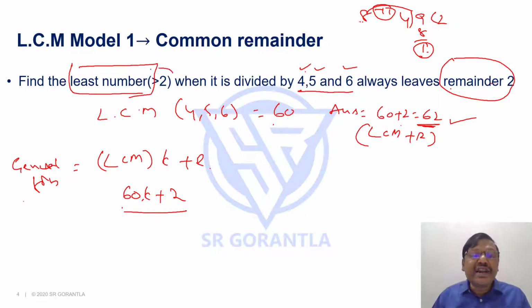Now why I said it is greater than 2 is that otherwise someone will say k is 0 and the number is 2. 2 also, when divided by 4, 5, 6, leaves remainder 2 in every case. That's why, to be technically correct, I said greater than 2. This looks very simple, right? But let's see how the same thing can also be asked in an exam.